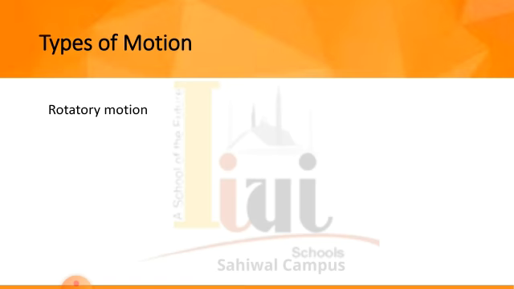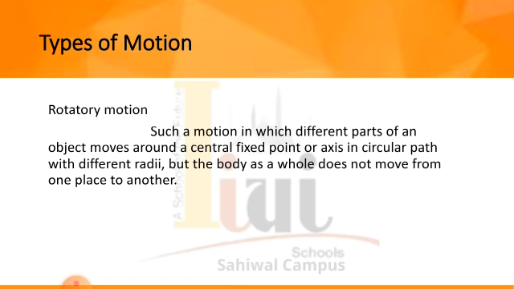The next one is rotatory motion. Such a motion in which different parts of an object move around a central fixed point or axis in a circular path with different radii, but the body as a whole does not move from one place to another, is known as rotatory motion. In this type of motion, all the parts of an object or body move around a fixed point or axis along a circular path, but the object as a whole does not move from one place to another. So this is a type of rotatory motion.